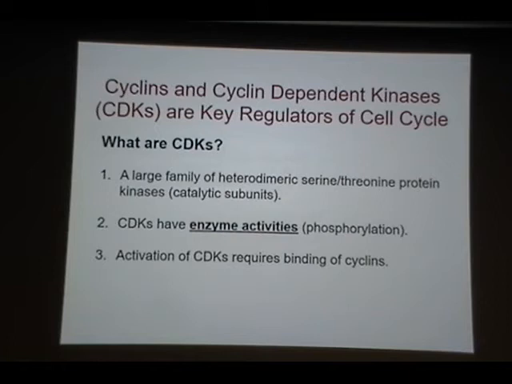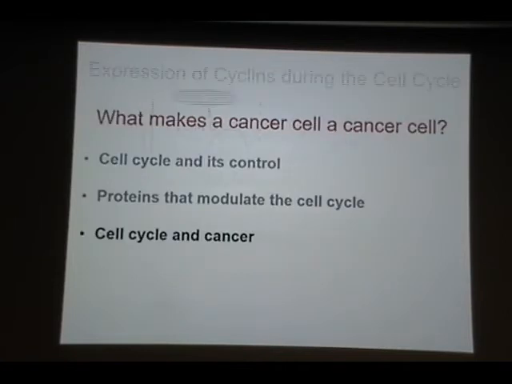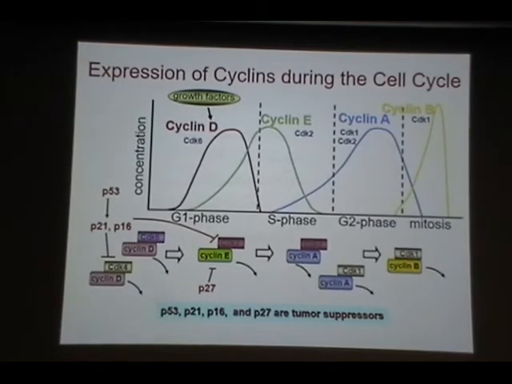However, activation of CDKs requires binding of cyclins. Different cyclins bind to different CDKs in the cell cycle, and that makes the progression of the cell cycle smooth, without any errors. So if we look at it, this is the concentration of different cyclins and CDKs during a cell cycle.